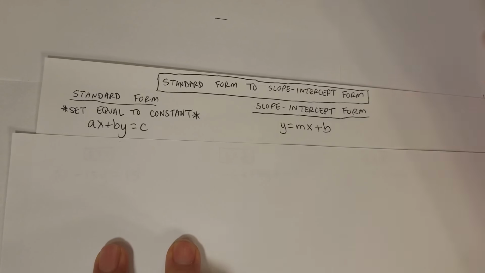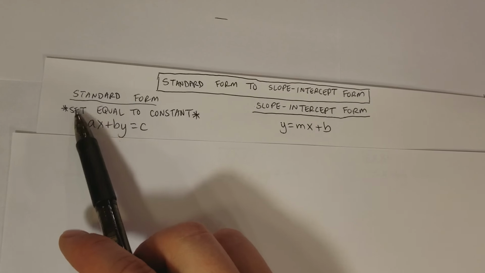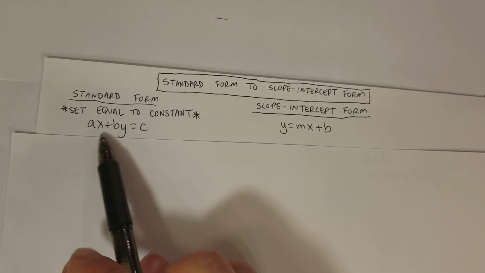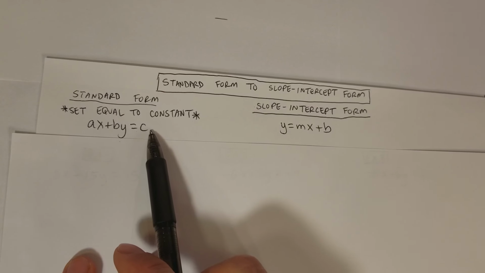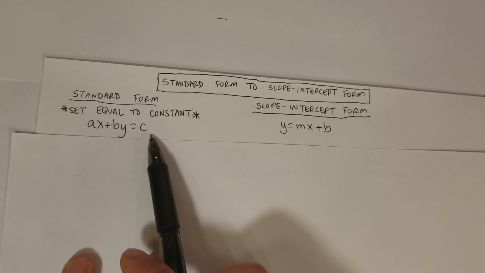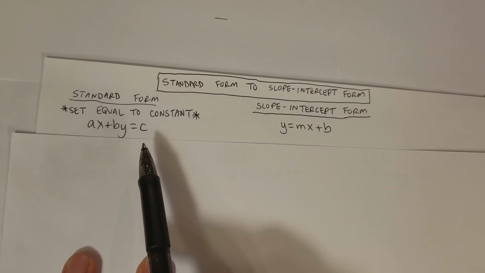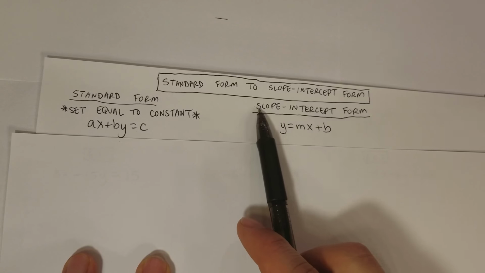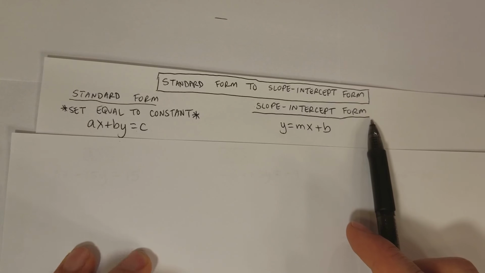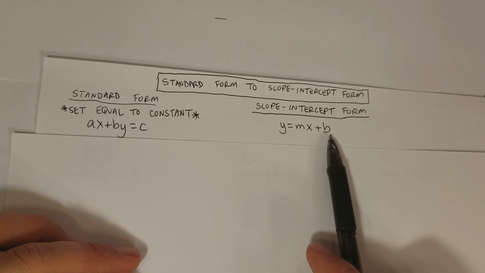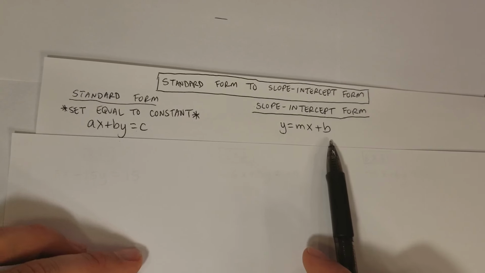So something like this, for example. Standard form is when you have the equation equal to a constant like ax plus by equals c. Notice that the c doesn't have an x or a y attached to it, so it's just a random number or a constant. When you have slope-intercept form, that's something we all know and love, y equals mx plus b, where m is the slope and b is the y-intercept.